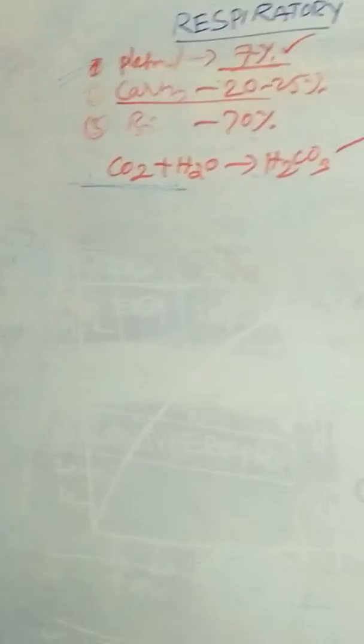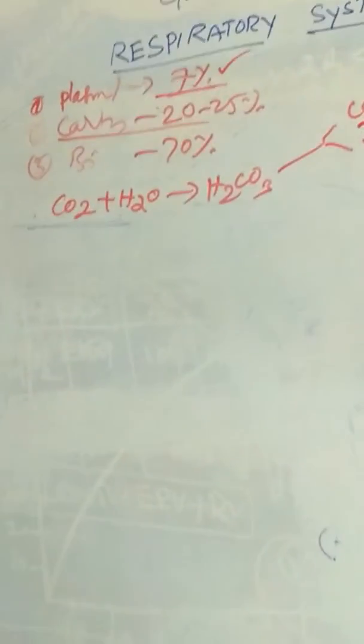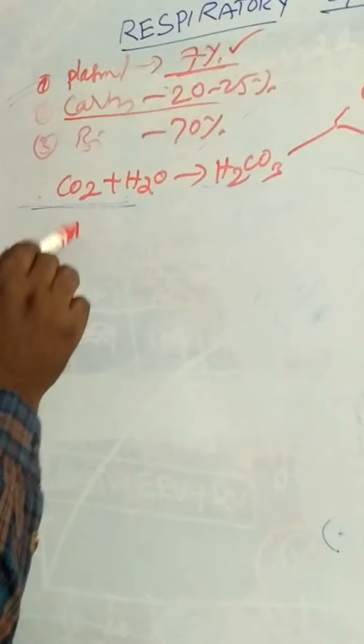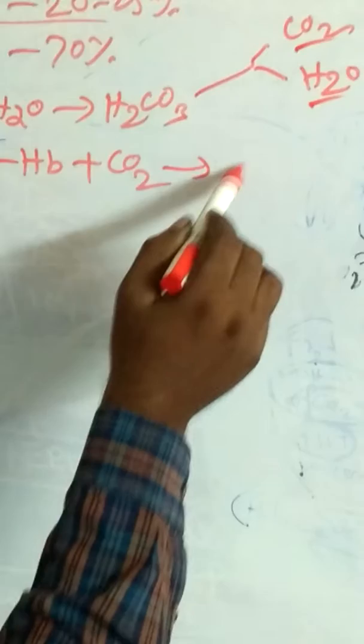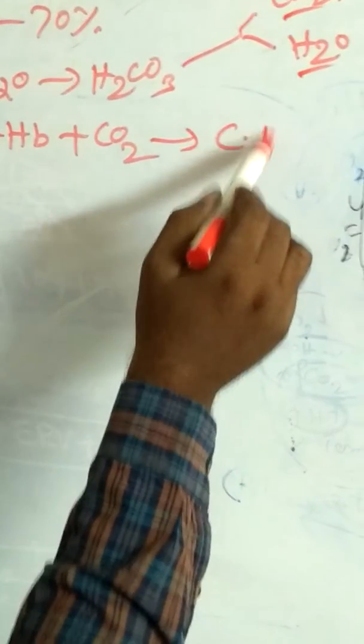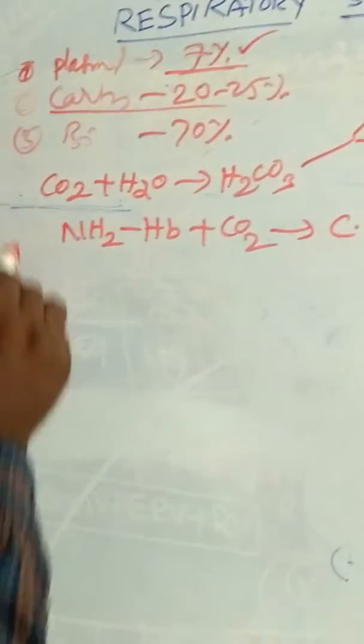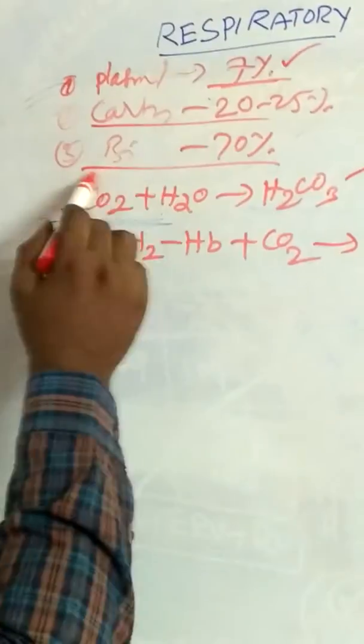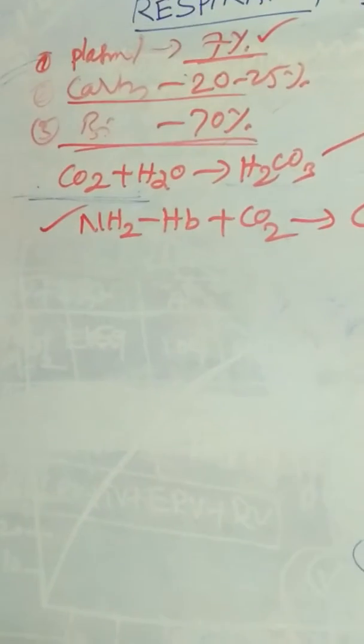And the second one, carbamino compounds. About 20 to 25% of the carbon dioxide transport takes place as carbamino compounds. The NH2 or amino group of hemoglobin: carbon dioxide combines with the amino group of hemoglobin and forms carbamino hemoglobin compounds. About 20 to 25% transport takes place this way. The major transport of CO2 is as bicarbonate, 70%.